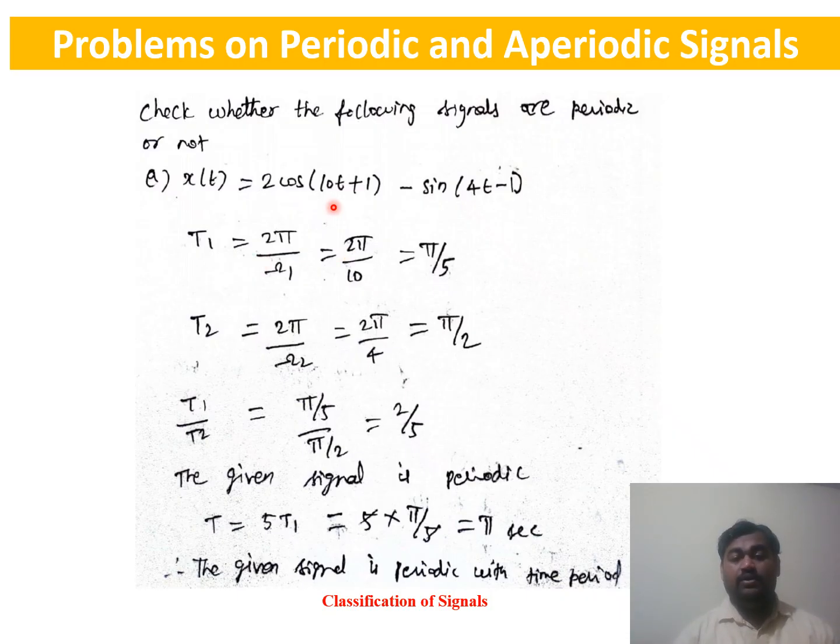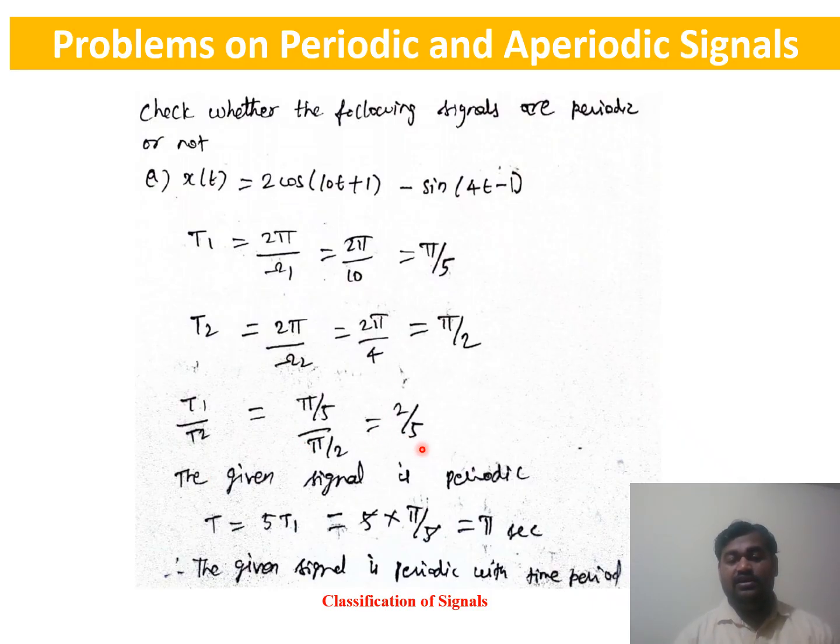So T1 is 2 pi by omega 1, with omega 1 equal to 10, we will be getting pi by 5. For the second signal, 2 pi by omega 2, where omega 2 is a multiple of pi, which is 4. If you substitute 4, you will be getting pi by 2. If you find the ratio, pi by 5 divided by pi by 2, you will be getting 2 by 5.